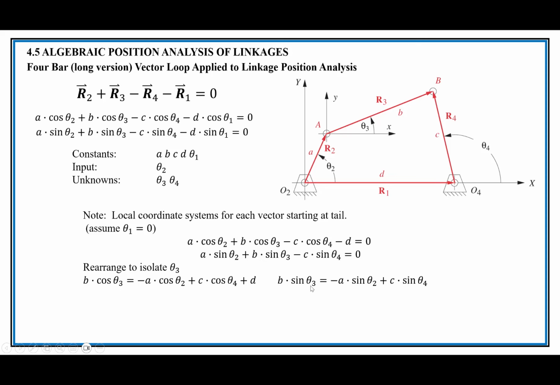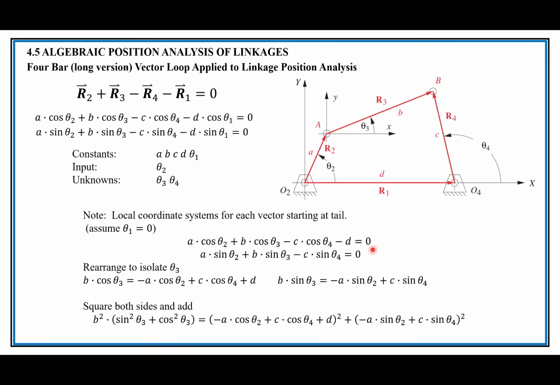And now we're going to square both of these sets. So square this whole thing, square this whole thing, and then add them together. And when you do that, you get sine squared theta 3 plus cosine squared theta 3. That's a nice thing to have, because that ends up equaling 1. And you'll note that there aren't any other theta 3. So we've eliminated theta 3 already. Yay. So now all we need to do is find theta 4.